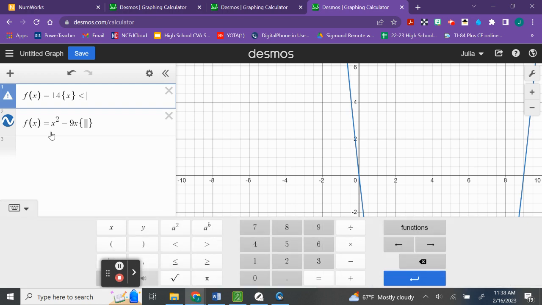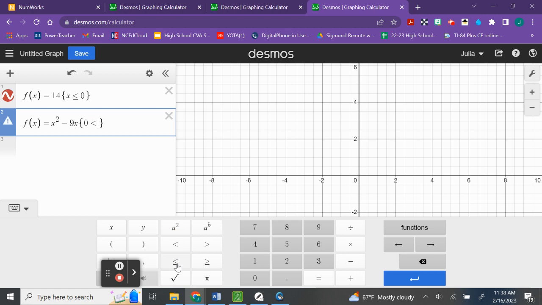zero. We went outside our line. You have to stay in between the brackets. So less than or equal to 0. And then 0 is less than x. And I've never tried to do it backwards, but it works.